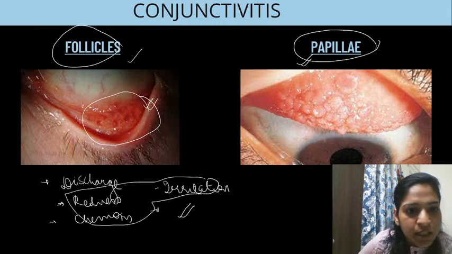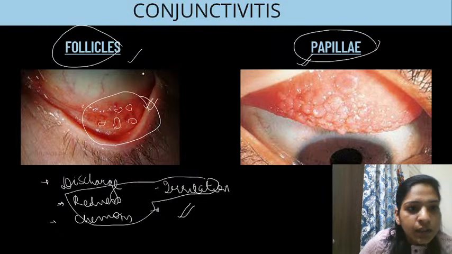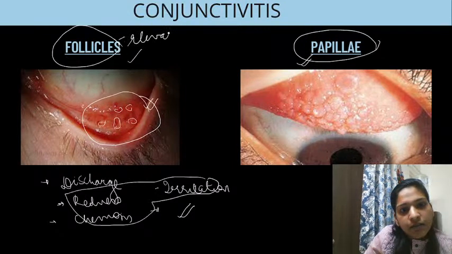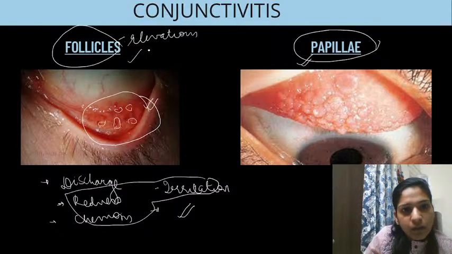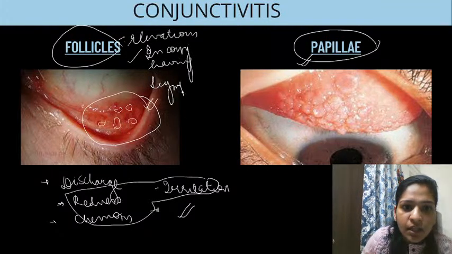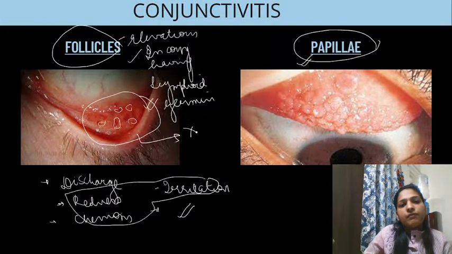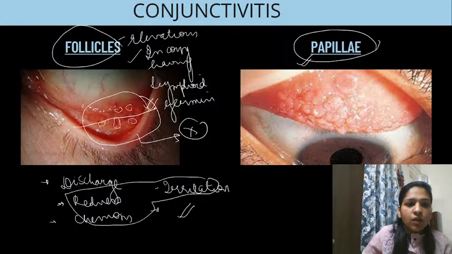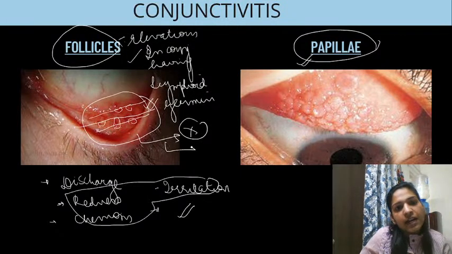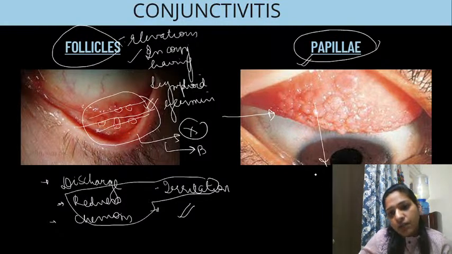In this diagram you can see there are elevated lesions present in the conjunctiva, in the fornical conjunctiva. So follicles are elevations in the conjunctiva having lymphoid germinal centers. They do not have any blood vessels. Blood vessels will pass over the follicles like this. They do not have blood vessels in their structure, in contrast to the papillae, which have blood vessels.